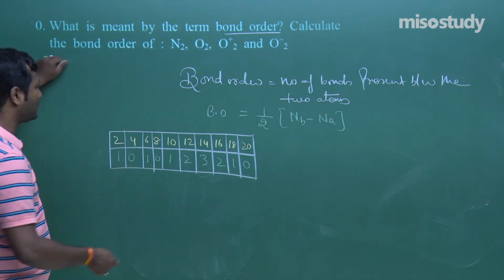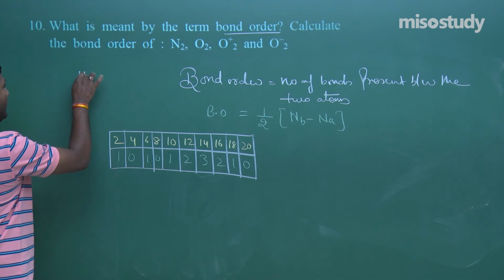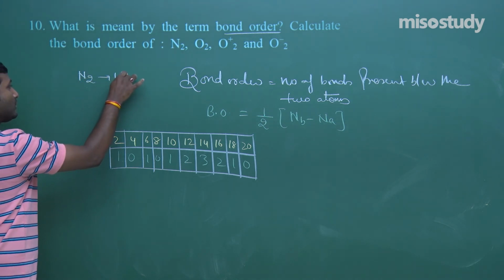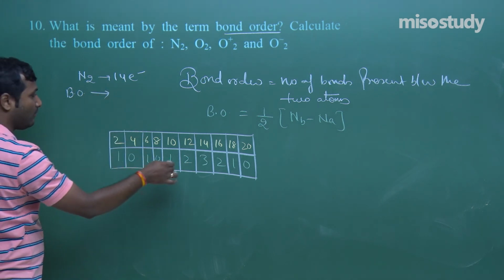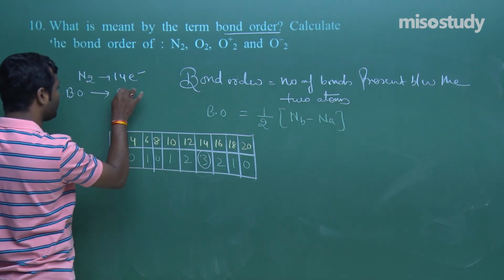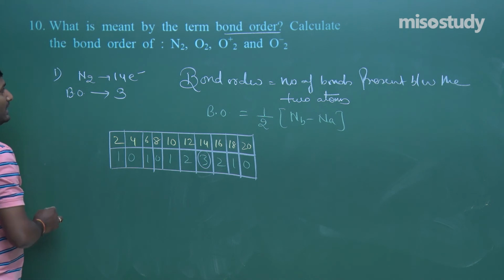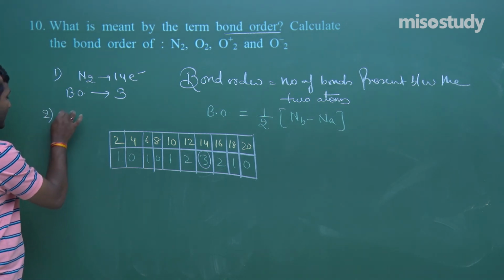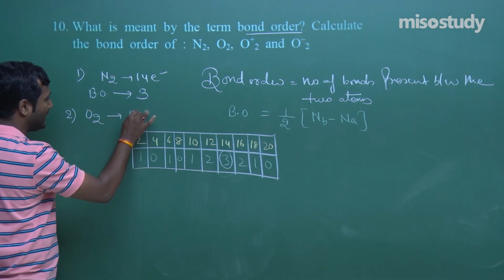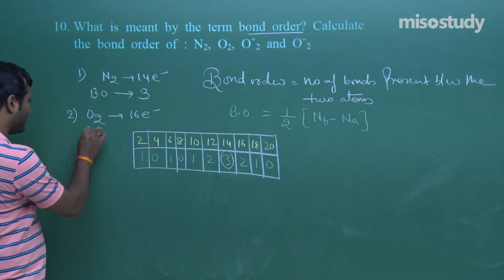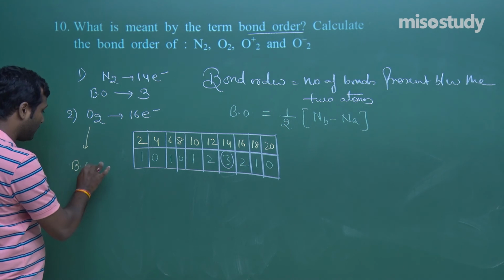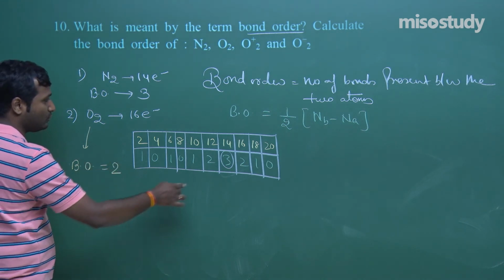Now how many electrons in N2? In N2 we know that the total number of electrons is 14. So the bond order, tell me, 14, below 14 there is 3. So the bond order is 3. Now O2, tell me in O2 the total number of electrons, my friend, is 16. So tell me the bond order in this case. So the bond order in this case is equal to 2.